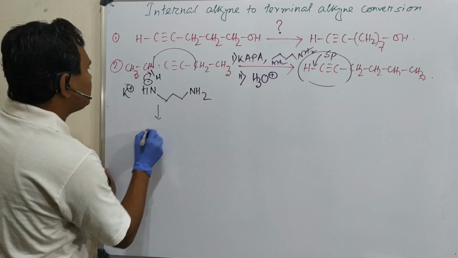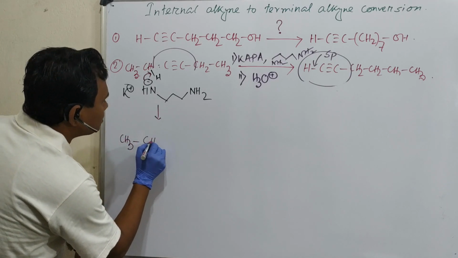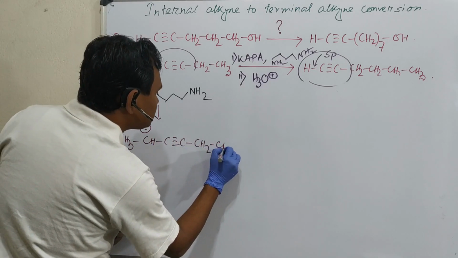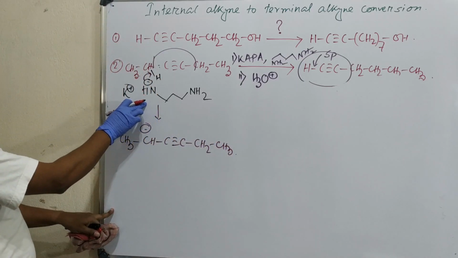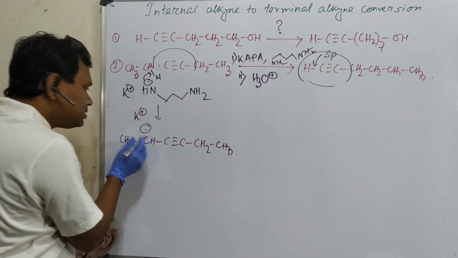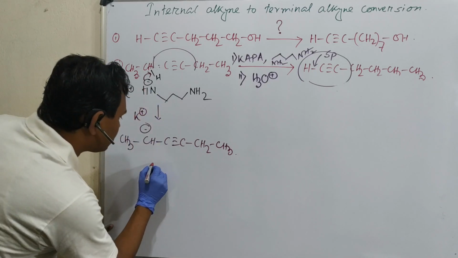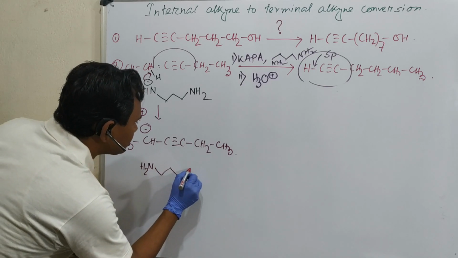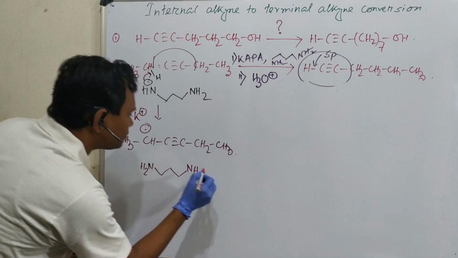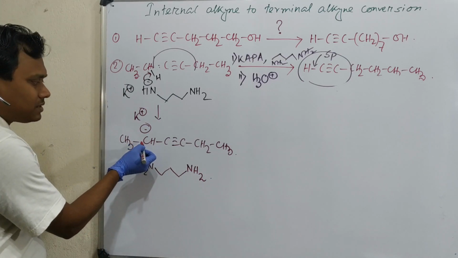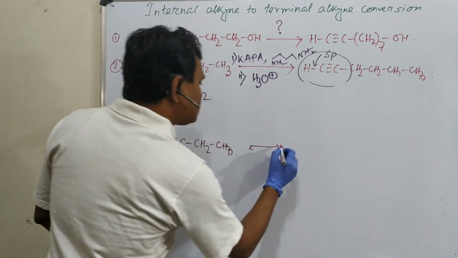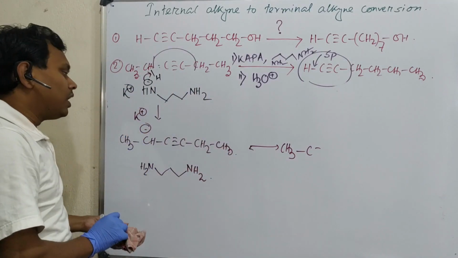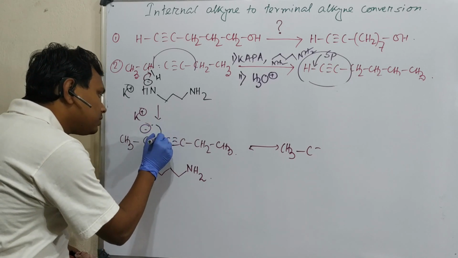So what it results in is CH3, CH minus, then C triple bond C, CH2 CH3. When this proton is abstracted, now potassium is here. This is a carbanion and this is the amine, NH2. Fine. Now see, it has a resonance. Actually, this is an allylic system, so the double bond is in conjugation with the carbanion, meaning it will come into the open.